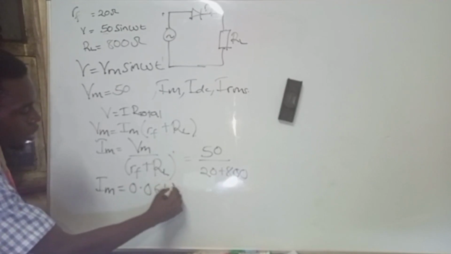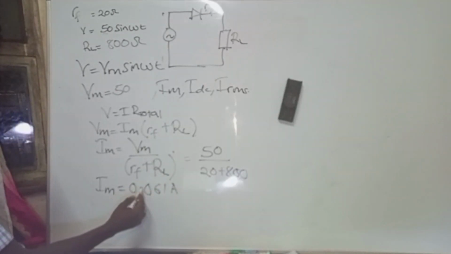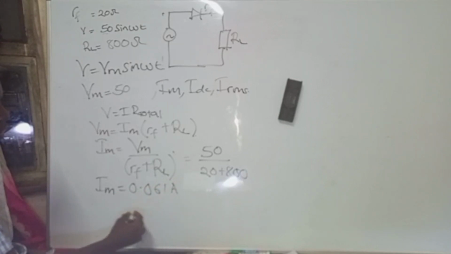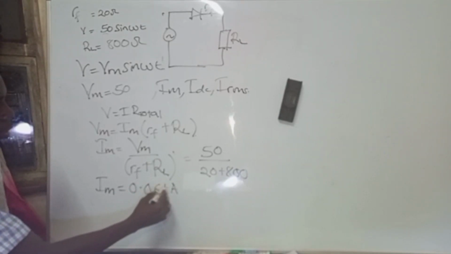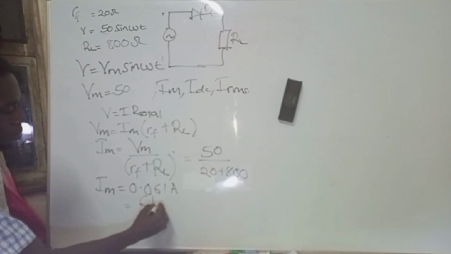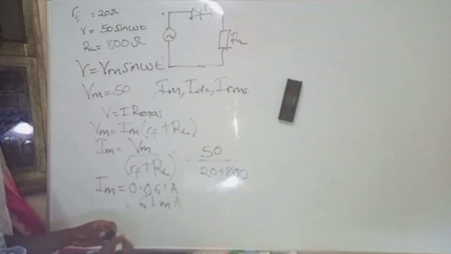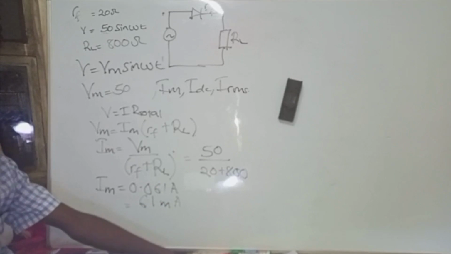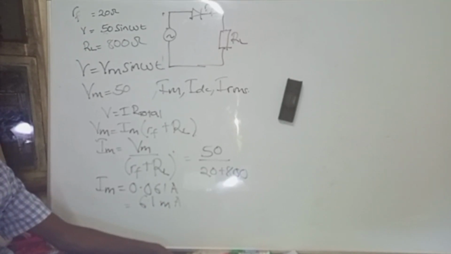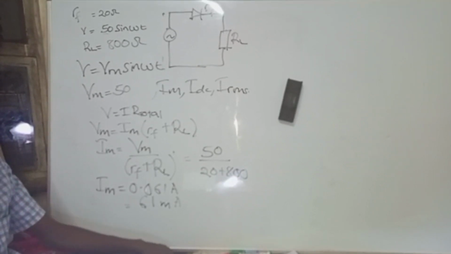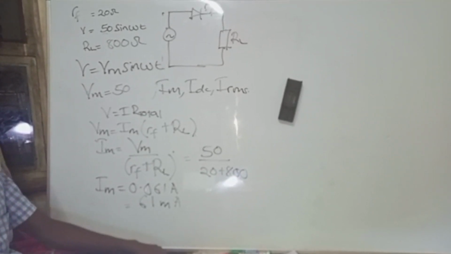When you round it off, my I max is equal to 0.061 amperes, whereby you can change this into milli by multiplying. I take 1, 2, 3 times and I'll remain with 61 milliamperes. I hope that is understandable. When you take 3 times, you multiply by 10 power negative 3. So there we have our first value. Now let us look at the second value they want us to find. I hope there are no questions there.